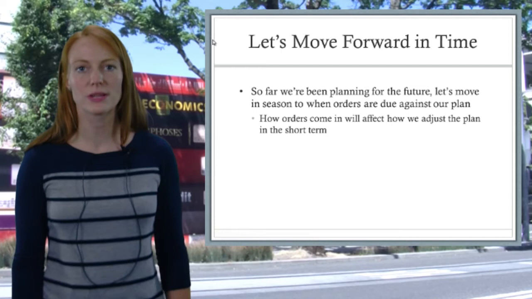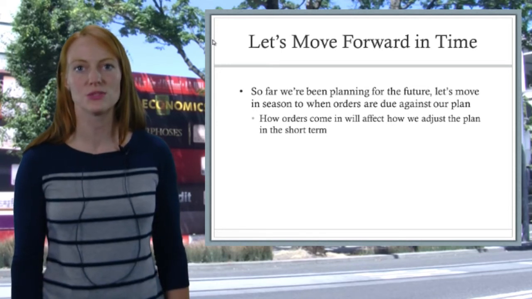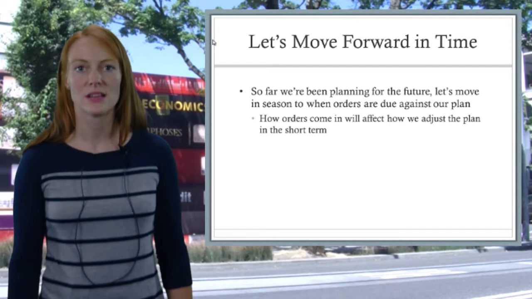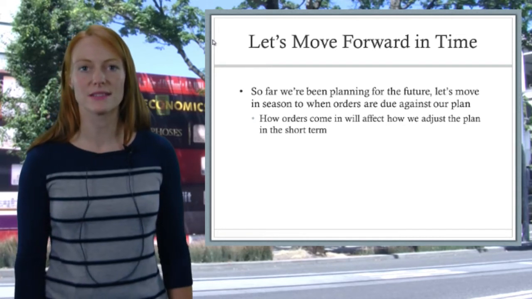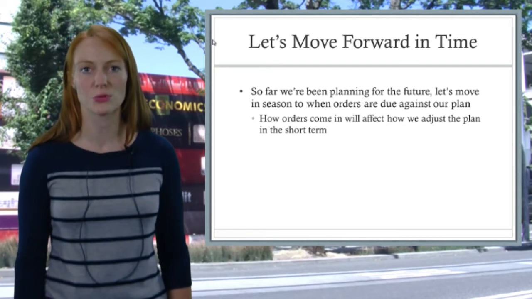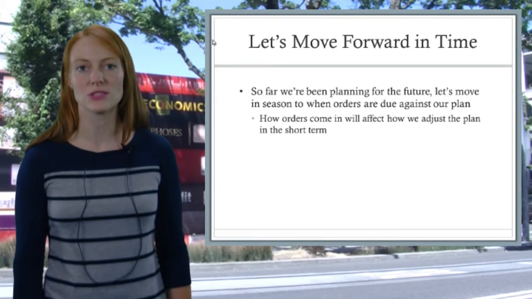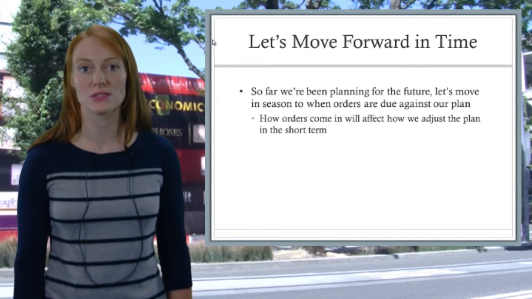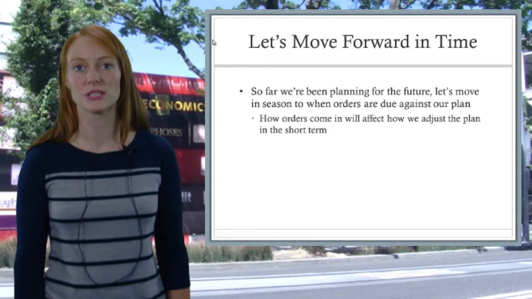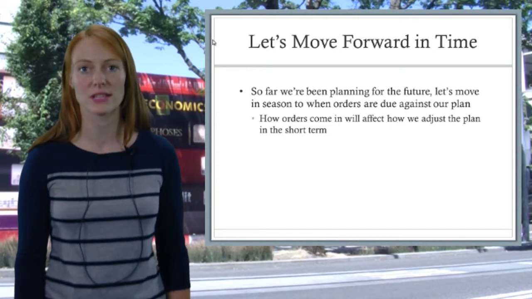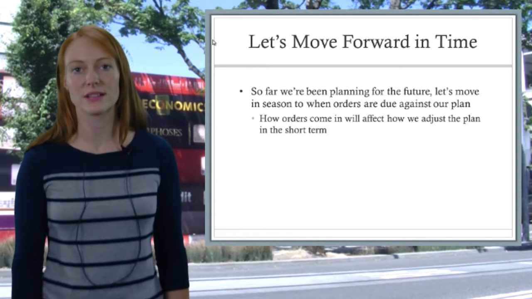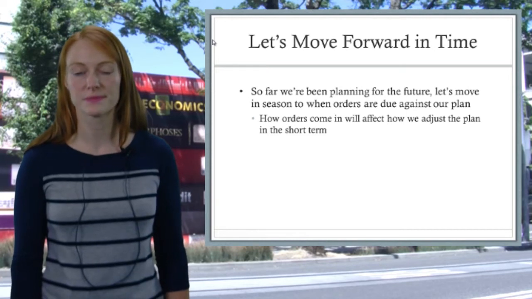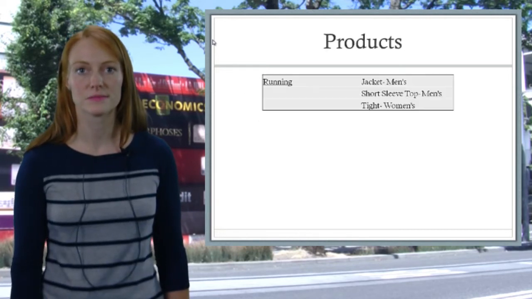So now we're going to move forward in time and we're going to move into the season itself, where we actually have orders coming in. So what we're going to do at this point is see how orders have come in against our forecast and see what that means to our plan into the future. So in the short term, do we need to readjust our plan up or down based on how orders have come in, or is everything kind of tracking as normal? So we're going to take a look at that now.